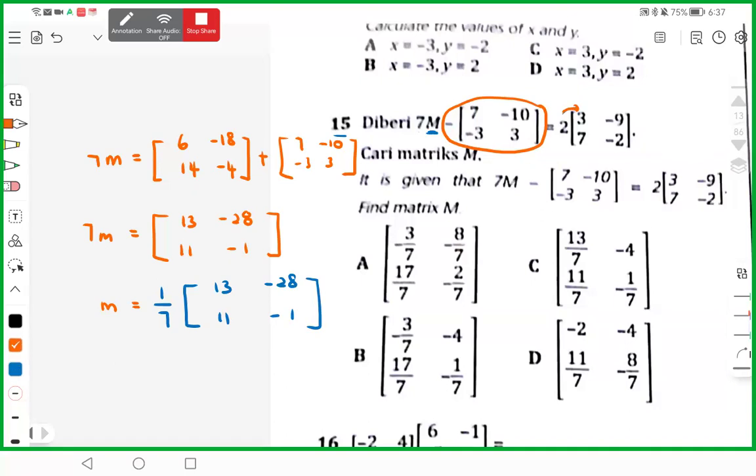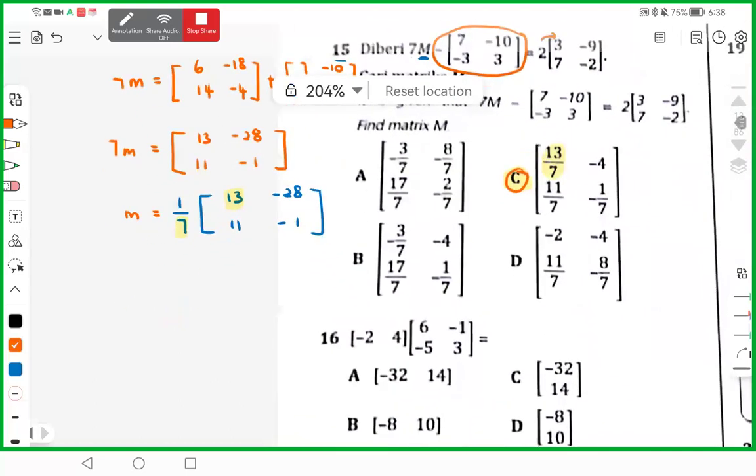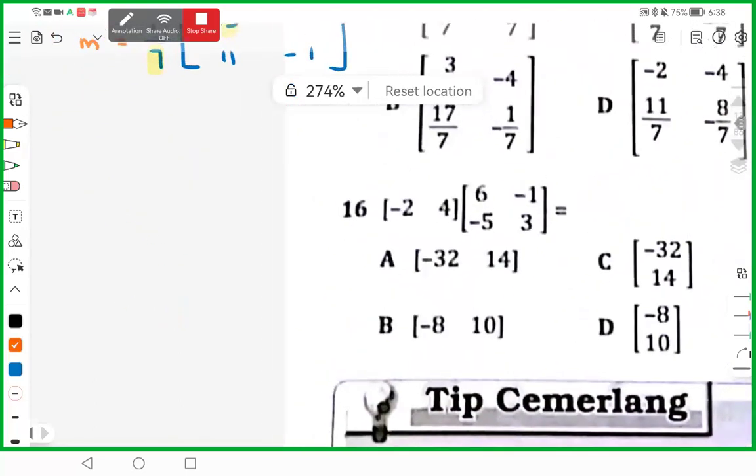1 over 7 means divided by 7. 13 divided by 7. See? Got it? See how to do or not? 7, change to the other side. Then it becomes 1 over 7 in fraction form. Fraction means divide. Yes, C. Okay. Now, number 16 is normal operation or multiplication.